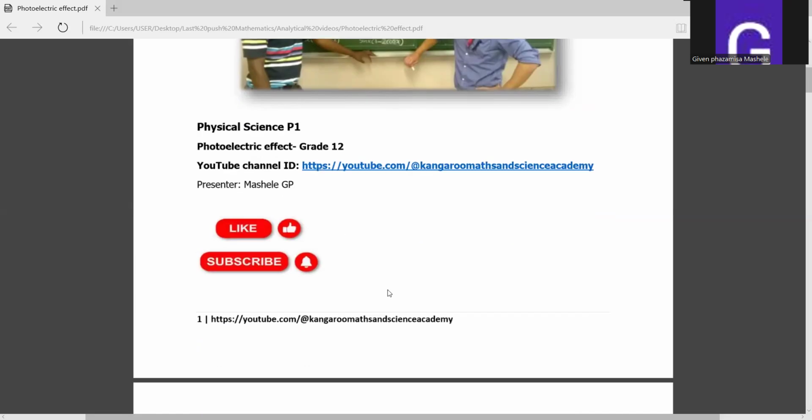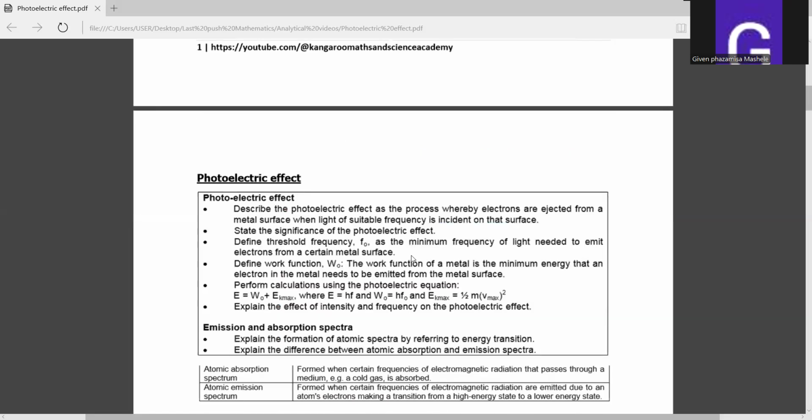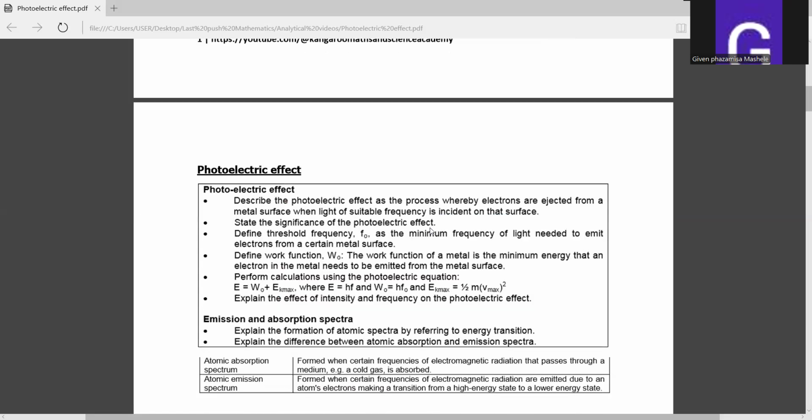Right, without wasting time, ladies and gentlemen, let's now start with the photoelectric effect. Under the photoelectric effect, first of all, we need to be able to describe what the photoelectric effect actually is. It is the process whereby electrons are ejected from a metal surface when light of a suitable frequency is incident onto, or shined onto, the surface of that metal. So this is called the photoelectric effect.